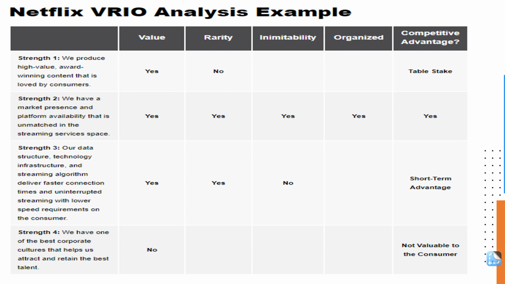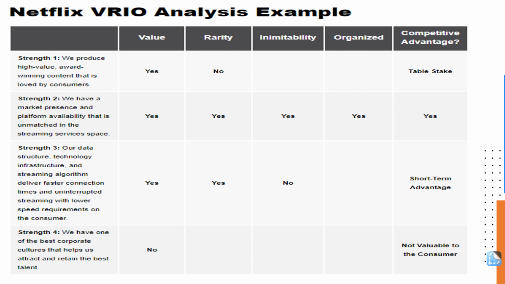So it's really valuable, and it's rare, and it's also inimitable. It is very costly for other companies to compete with Netflix, because Netflix has a huge market share in the streaming service market. So Netflix cleverly used this advantage and organized it very well. So it automatically becomes yes. Then they achieve the competitive advantage through strength number 2.